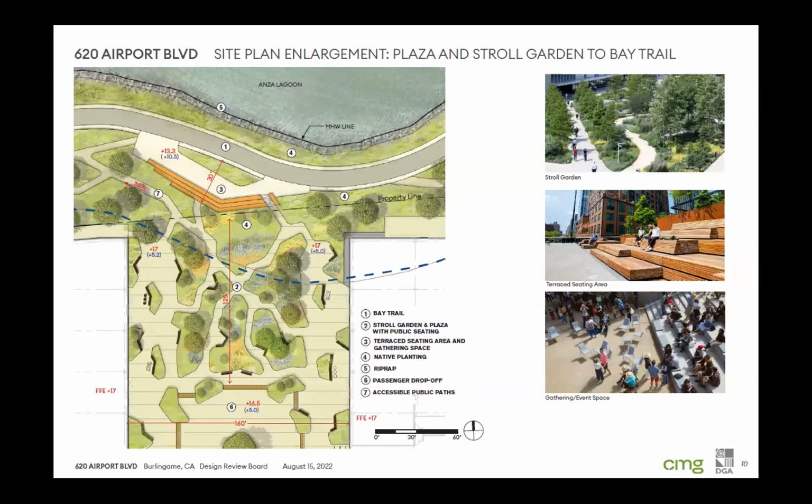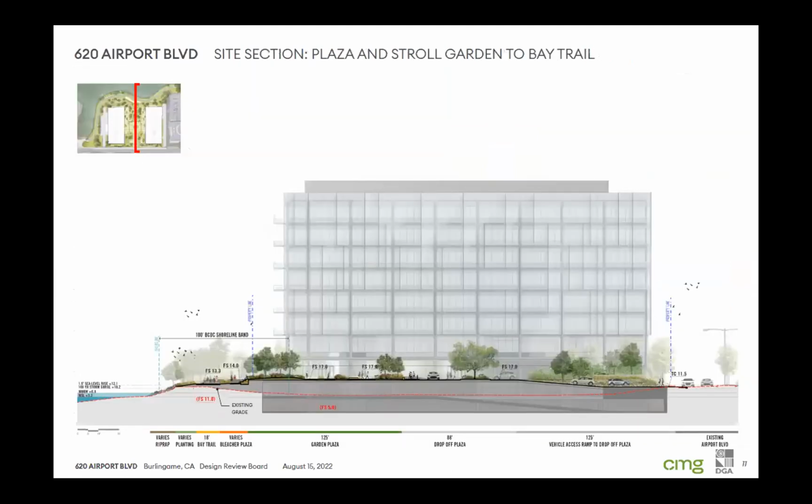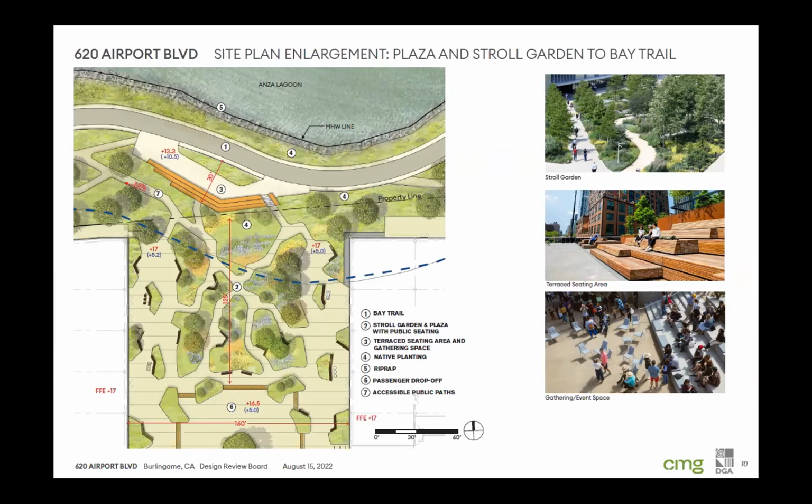So now I'll go through a few of the enlargement plans. This one is from the plaza between the buildings and the garden down to the terraced feature. The idea here is really to create an environment that is seamlessly connected between the shoreline, native planting, up onto the plaza.